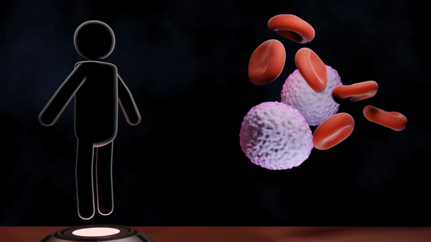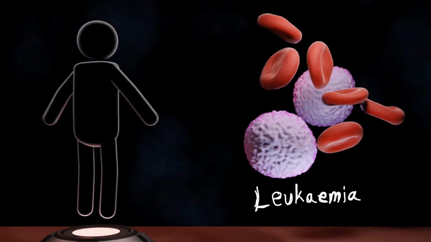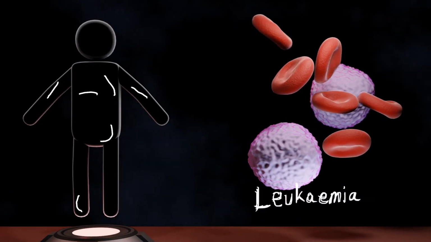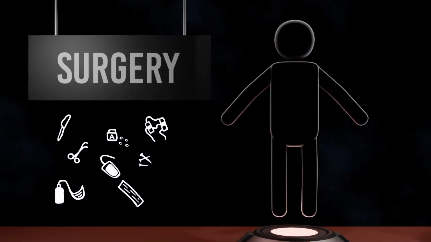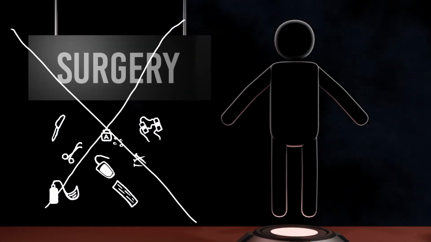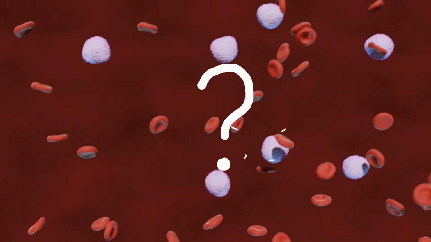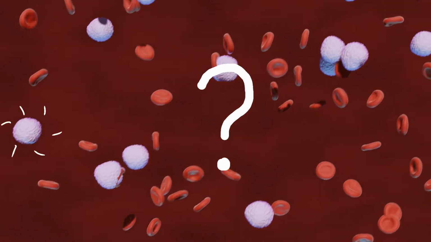If there is a blood cancer like leukemia, the treatment is even more difficult because the cancer is moving around in the blood. Often, surgery to remove this type of cancer is impossible. What if your immune system could identify and terminate these cancer cells in your blood?